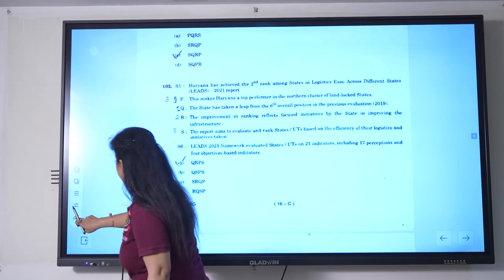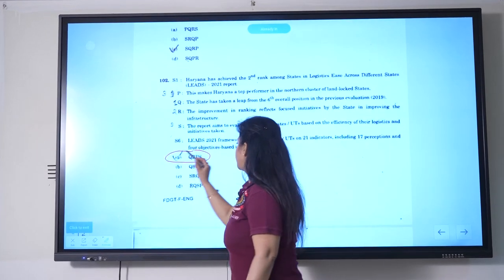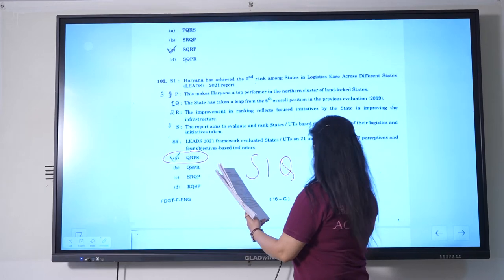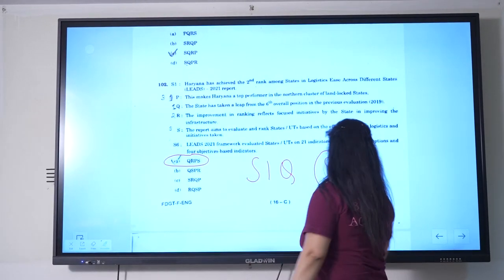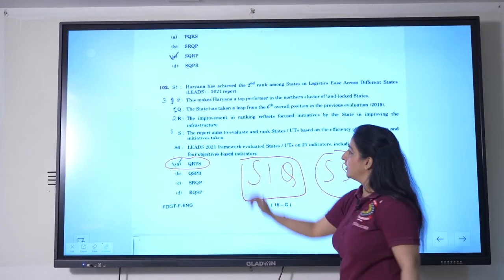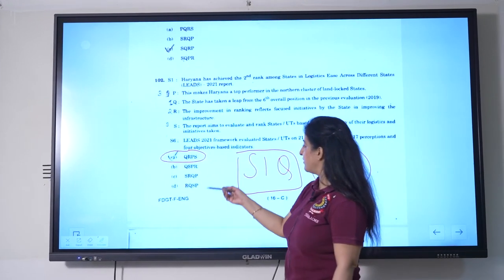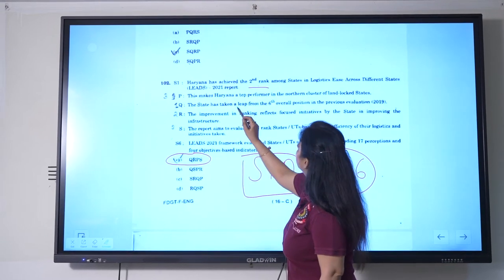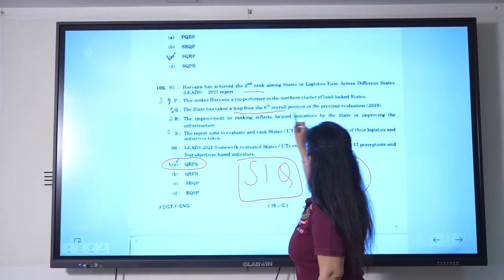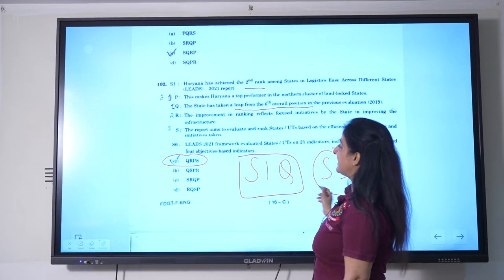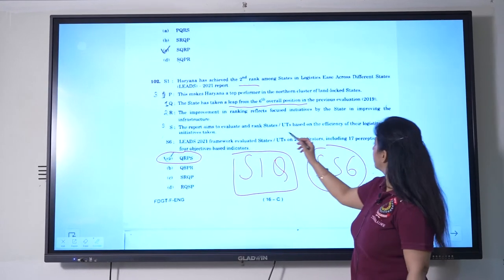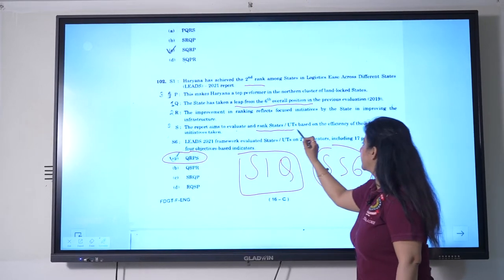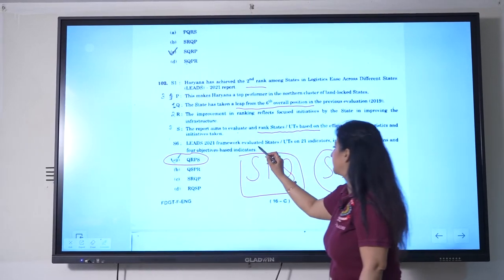One or two. It is alpha. QPRS pairs again. S1Q, SNS6. These are the pairs. Why S1Q? S1 does talk about a ranking, second rank, and Q says it's taken the leap from the sixth overall position. And S talks about the rank, states, UTs, even S6 talks about that, no?